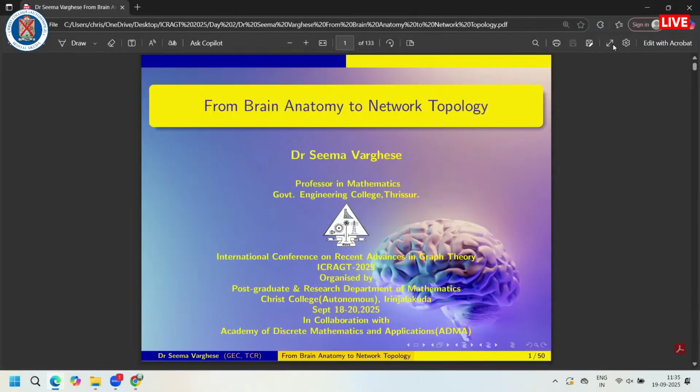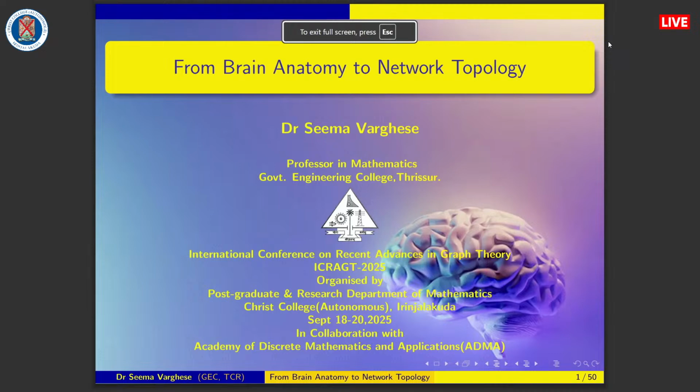Seema Verghese. Actually, she is my academic sister in the sense that she completed her PhD from Cochin University of Science and Technology under the guidance of Professor Ambad Vijay Kumar, who is also my guide. So we are academic sisters. Even before that, she is my teacher. While I was doing my master's in mathematics at Cochin University, she taught me graph theory for the first time. So I'm very happy that I'm given the chance to chair her session.